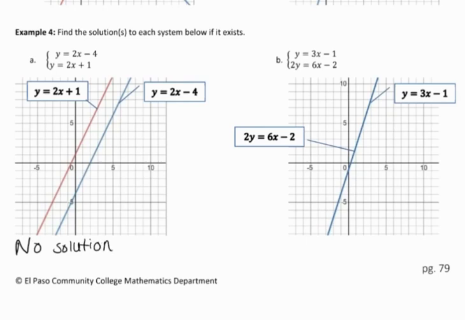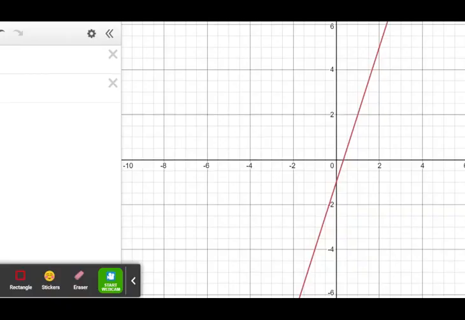Now for example B, we have y equals 3x minus 1 and 2y equals 6x minus 2. If you notice, we only have one line. What that means is that it's a line on top of the other line. Let's take a look at that. So if you notice, I have y equals 3x minus 1 as my red line. Let's see what happens when I graph the second line.